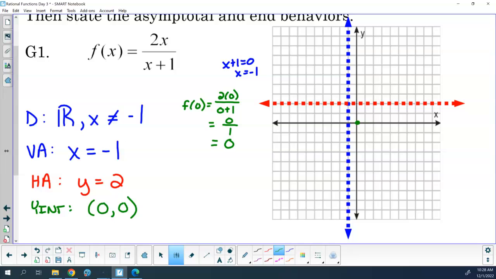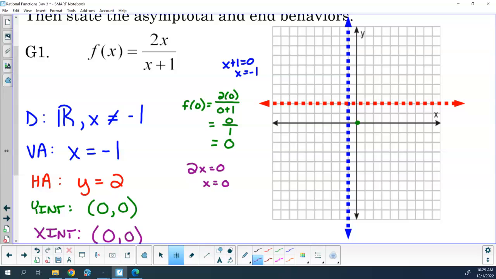Step number 4 was find the x-intercept. How do I find the x-intercept again? Set the numerator equal to 0. 2x equals 0. So that just becomes x equals 0. So that also is the origin, 0, comma 0. Okay. Now, I had said earlier step 7, because we can skip down to step 7 now. We'll get 5 and 6 next week. Step 7 says find some more points, because we only have 1 point that's on our function right now.